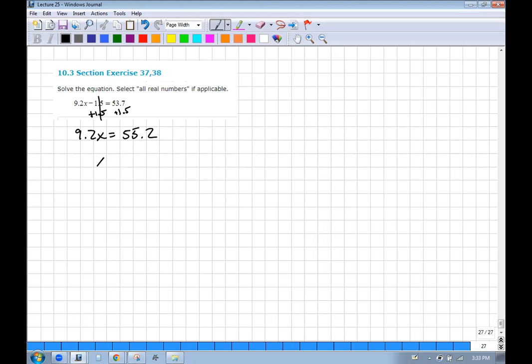Now divide both sides by 9.2 and plug this into your calculator if you want. 55.2 divided by 9.2, which is 6.